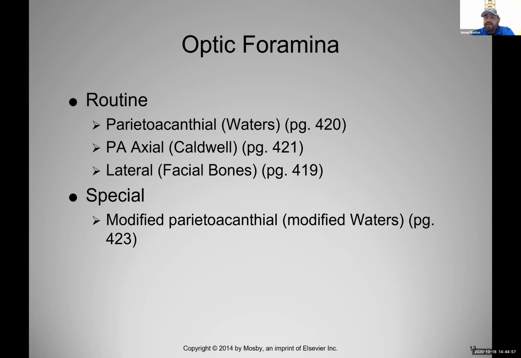You have a parietal canthal Waters, which we just went over, a PA axial Caldwell, which we just went over, and a lateral facial bones, which we just went over, right? So all of those projections, I've listed the page numbers there, are going to be facial bone projections. In the text, there is really only one orbit projection in there, but that's not even testable in the registry anymore. So what they want to test you is on these projections of the facial bones, which include the orbits. So I've put the page numbers there. They refer back to the facial bone projections in the text, okay?